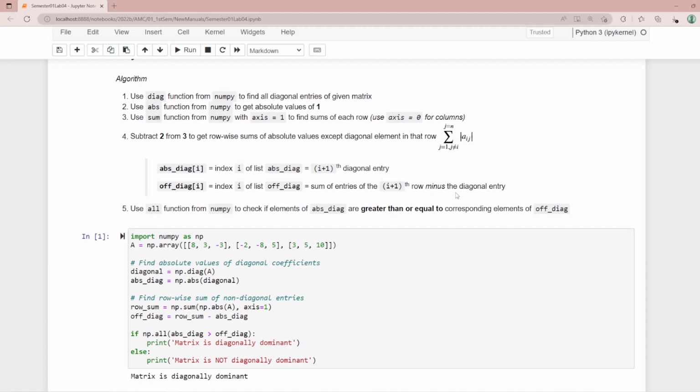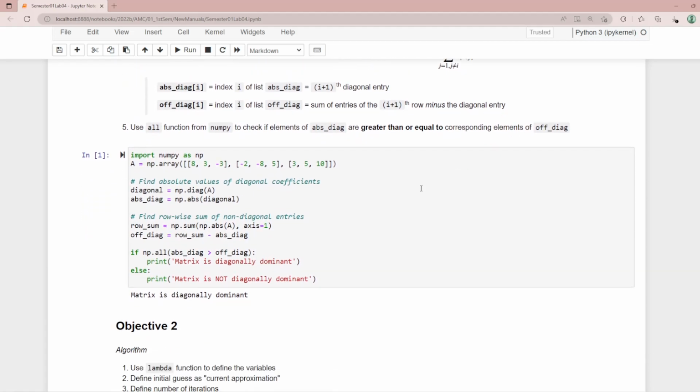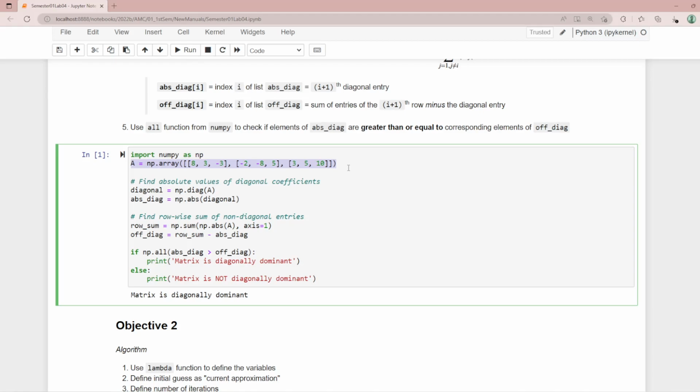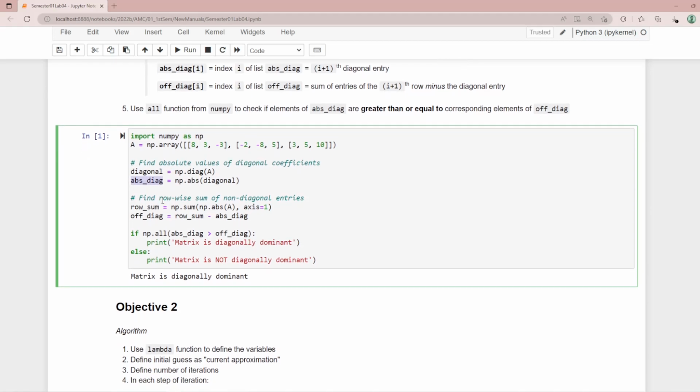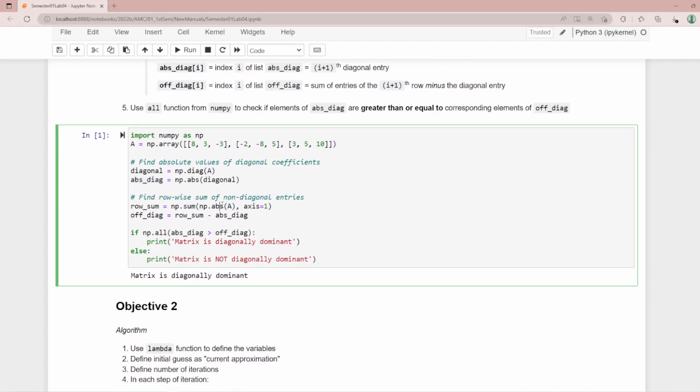Okay, so here is the program. First of all, we import NumPy as np, and this is the initialization of the particular matrix. Next, as we had discussed, we find the diagonal values of the given matrix A, and using the ABS function from NumPy, we find abs_diag, which is the absolute values of the diagonal entries. Next, we find the row-wise sum of the non-diagonal entries.